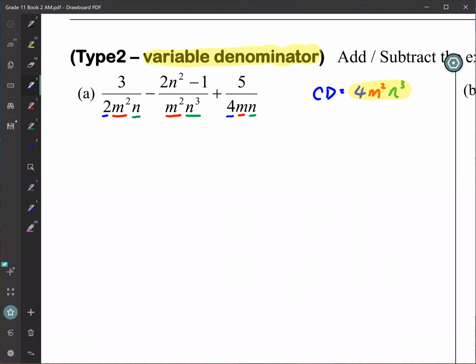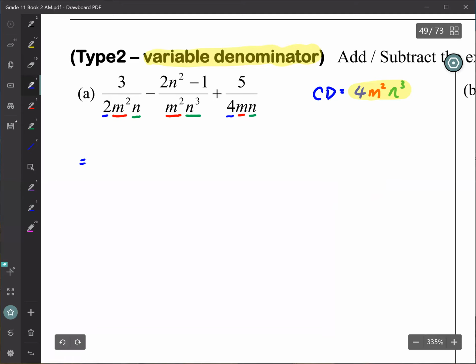You don't want to multiply everything together. If you multiply everything together, it looks like 8, and then m to the 5, and then n to the 5. It's still a common denominator, but it's not lowest. So later you will need to factor and reduce, right? More work later. Okay, so learn how to get the lowest.